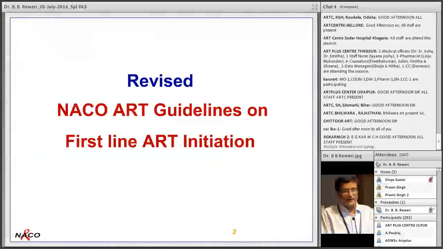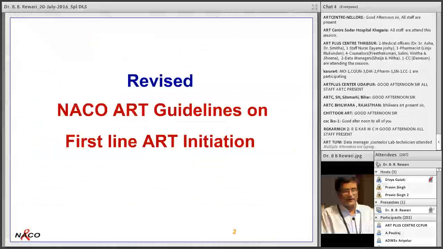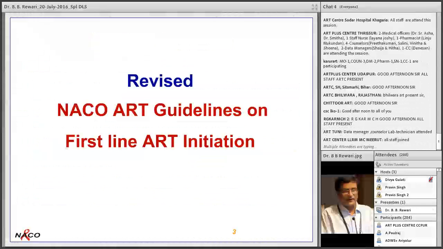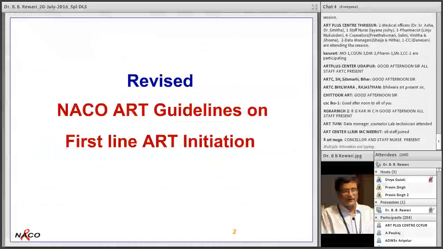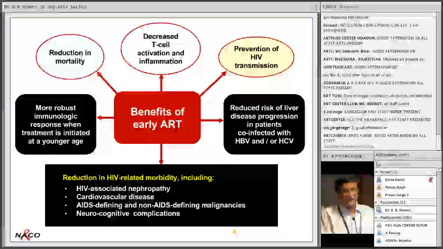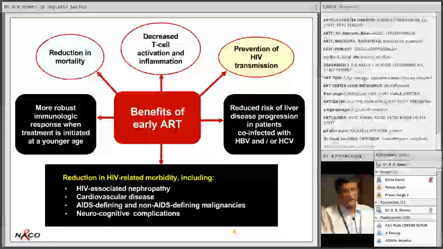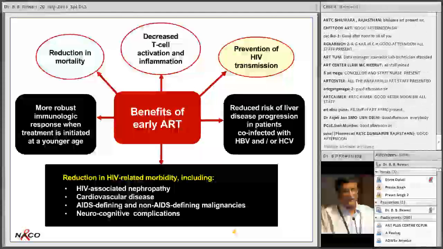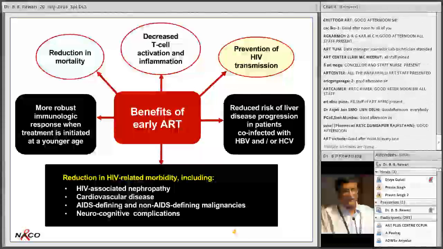So we begin with the first topic, revised NACO ART guidelines on first line ART initiation. I hope all of you have received the circular on the recent change, and some of the slides that you will see now you might have seen already in the training modules, the refresher trainings, maybe through some other NDLS sessions or elsewhere.